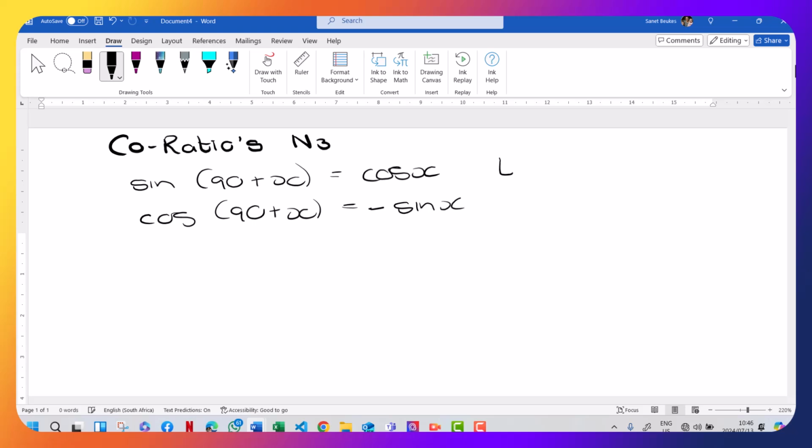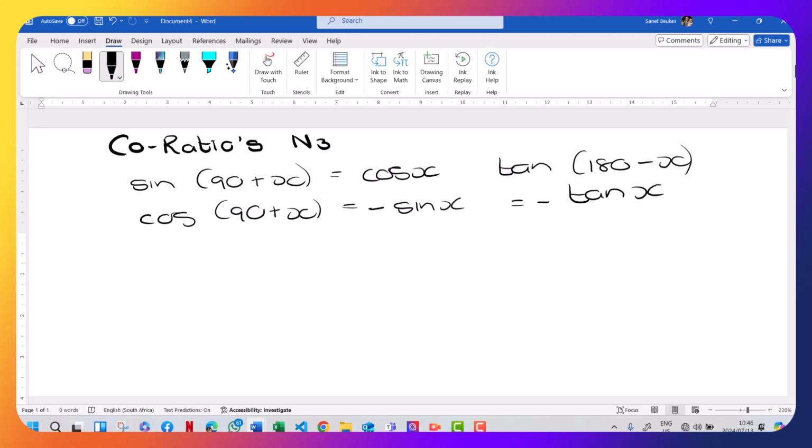But if I have, for example, a tan 180 minus x. 180 minus x means also quadrant number 2. But tan is negative in quadrant number 2. But because we're working with the 180, it's not a co-ratio. It doesn't change. It stays tan x.